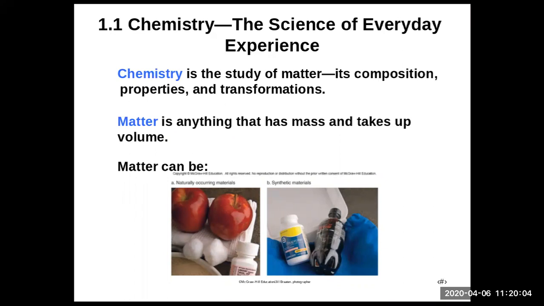We produce a lot of new materials, composite materials, medications, food. And we ourselves are matter. We are living matter. What I described earlier was mostly non-living matter. Plants are living matter. Anything that grows is living matter, but rocks, for example, and water by itself are not living matter. So matter is anything that has mass and takes up volume.